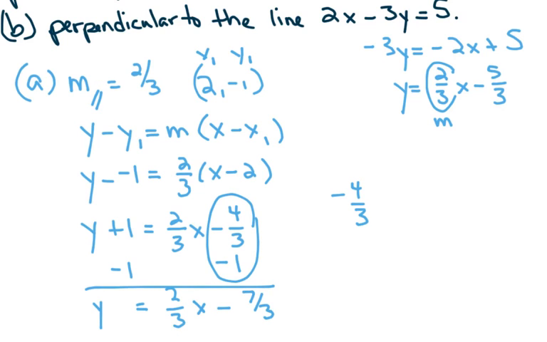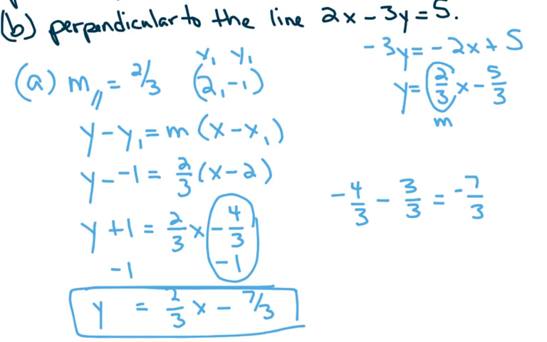The way we do it by hand is we change 1 into 3/3 because 3/3 is an equivalent fraction of 1. And then it's a subtraction problem, so you're really just doing negative 4 minus 3 in the numerator. And the denominator stays the same when you're adding or subtracting fractions. So this is the equation of the line that's parallel to 2x minus 3y equals 5.